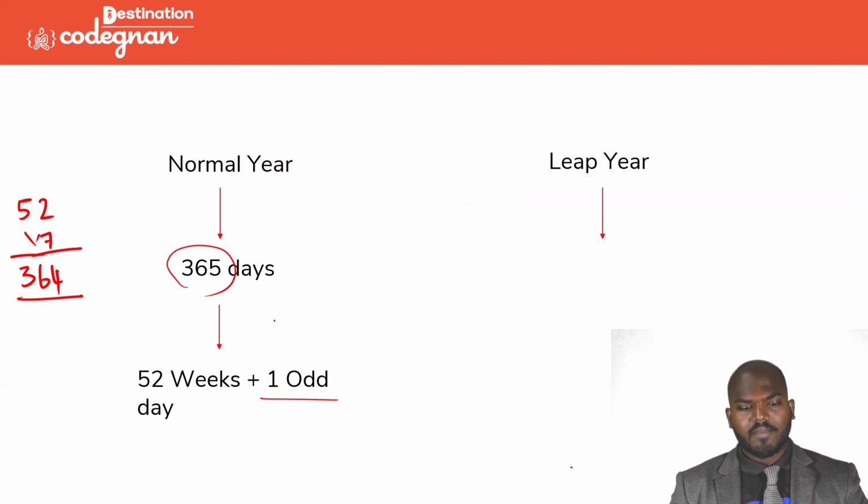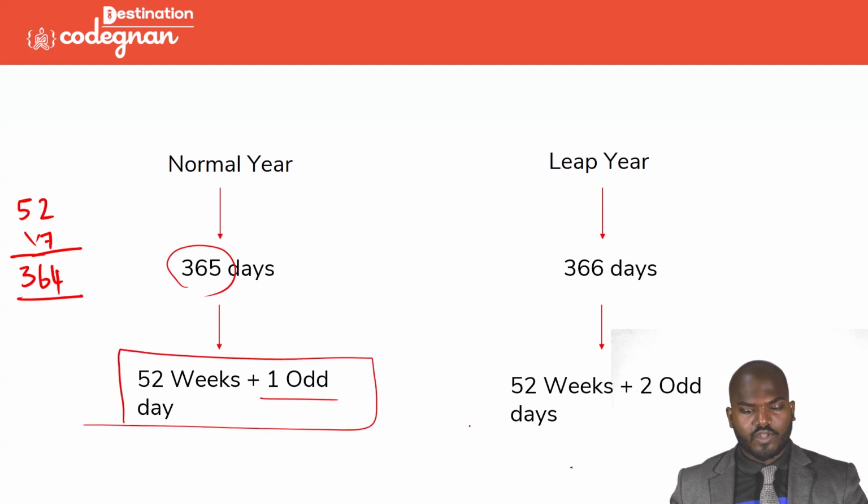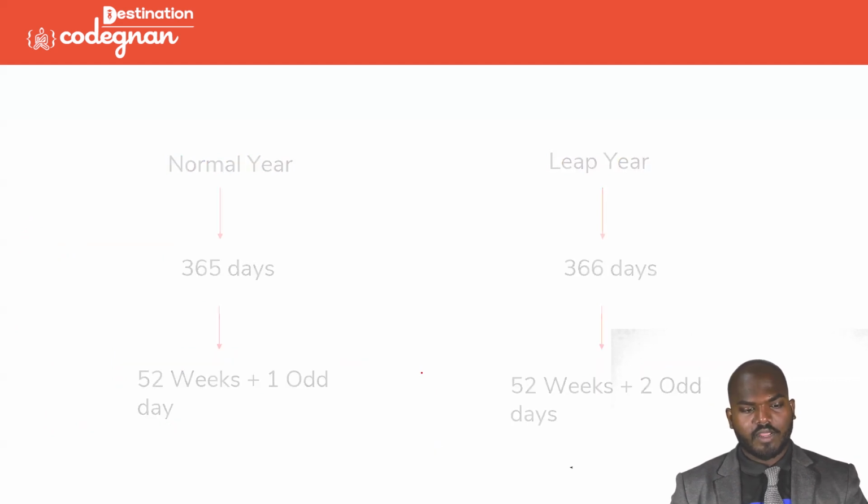And similarly, you can work out the leap year. A leap year has 366 days, and these 366 days are 52 weeks and 2 odd days. This is how you can mention it. So, very clear: for a normal year you will have only 1 odd day, and for a leap year you will have 2 odd days. That is what we want to work out here.